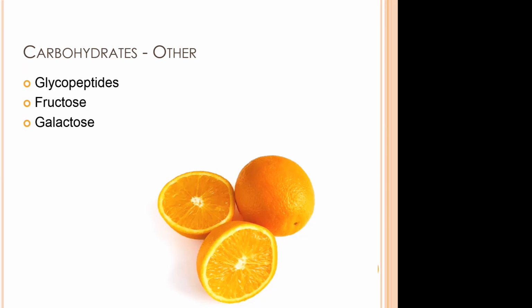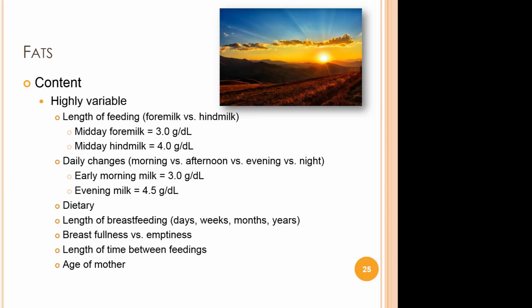Studies are being conducted to look more closely at the role of fructose in infant growth and development. And as we mentioned earlier, as a component of lactose, galactose is also present. Fat is the most highly variable macronutrient of milk. The composition of human breast milk, as we've said, is dynamic and changes over time, and it adapts itself to the changing needs of the growing child.